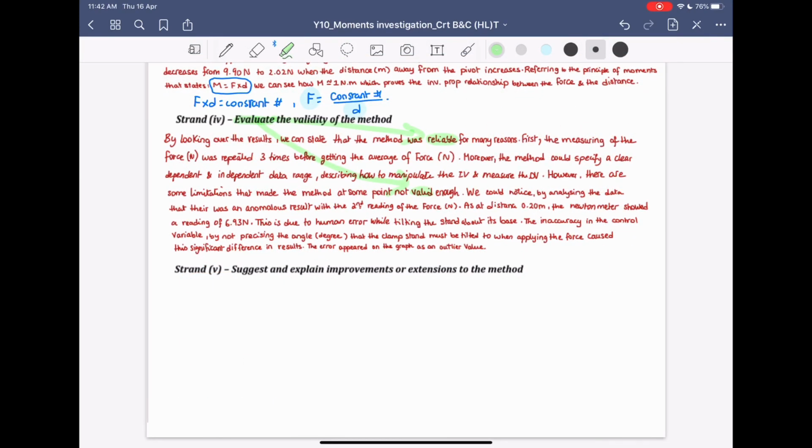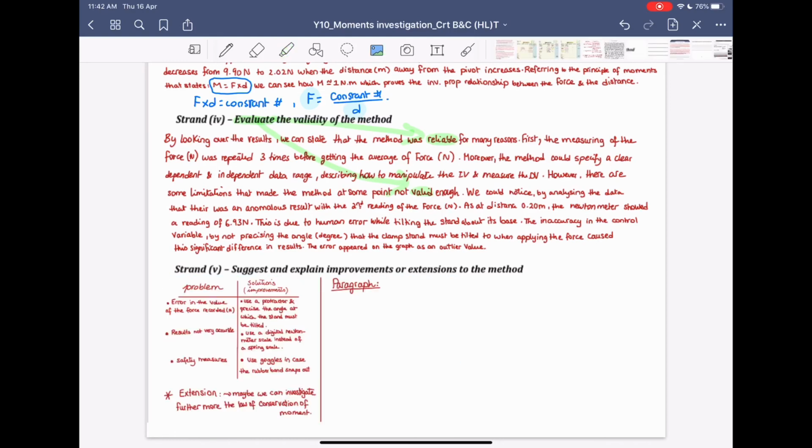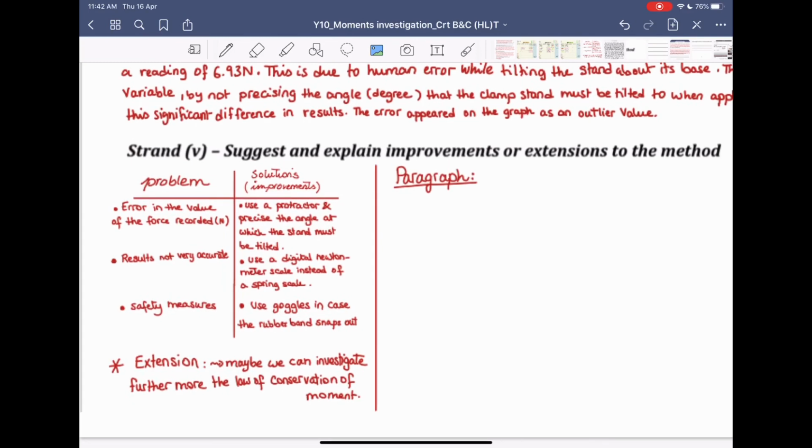Now, last thing is suggest and explain improvements or extensions to the method. I usually do the same thing, so I will have a table to show the problem and then what improvement or solution you can have. For the problem, you can say that the error in the value of the force recorded in Newton. How can we fix this? By using a protractor. We need to add an apparatus to our materials. We use a protractor to specify the angle at which the stand must be tilted.